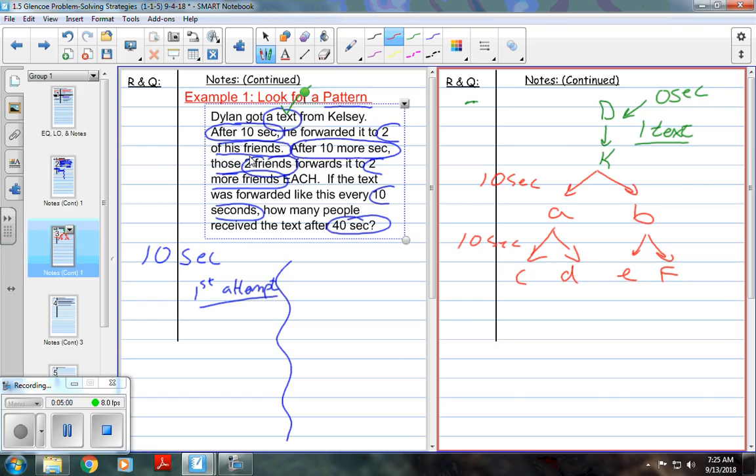Okay. So how many texts did we get in this spot? 2 texts. And again, what your brain is starting to try and see is a pattern. How many texts did we get in here? 4 texts. Okay. All right, well, we got 10 more seconds, and then we got 10 more seconds. So these are all going to keep on splitting.